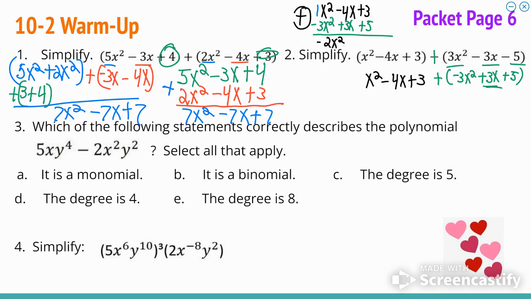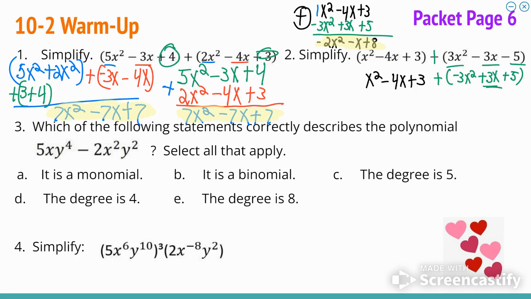Negative 4 plus 3 is negative x. And then 3 plus 5 is a positive 8. So that would be your final answer here. All right. The final answer from number 1 was 7x squared minus 7x plus 7. And I showed you both methods. For number 2, again, you could have done it differently in grouping these together instead of stacking.